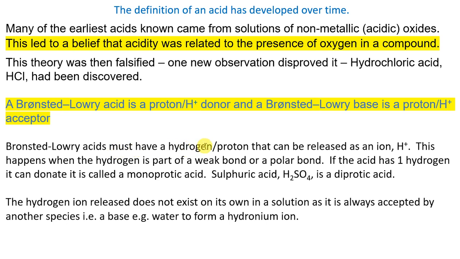Bronsted-Lowry acids must have a hydrogen or proton that can be released as an ion, H+. This happens when the hydrogen is part of a weak bond or a polar bond. If the acid has one hydrogen it can donate, it's called a monoprotic acid. Looking back up for a moment, HCl, hydrochloric acid, is monoprotic. Sulfuric acid, H2SO4, is a diprotic acid.